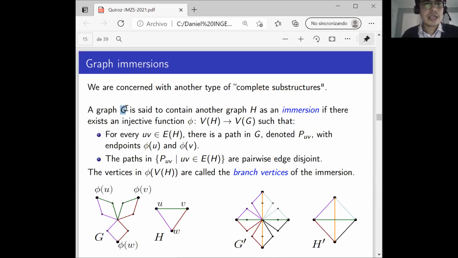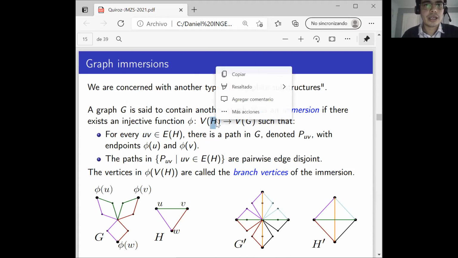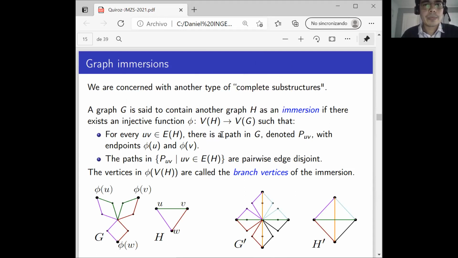A graph G is said to contain another graph H as an immersion if there is an injective function which maps the vertices of H to the vertices of G, such that for every edge uv in H, there is a path in G with endpoints which are the images of u and v. And these paths are pairwise edge disjoint. This is best explained with a picture.